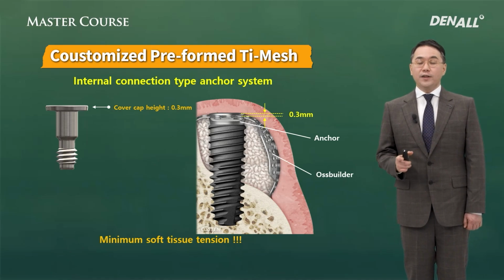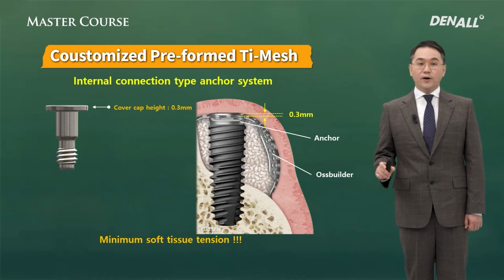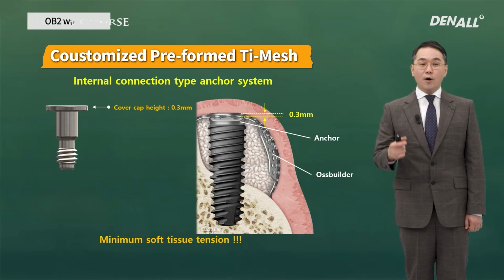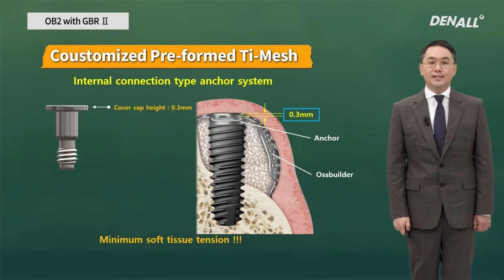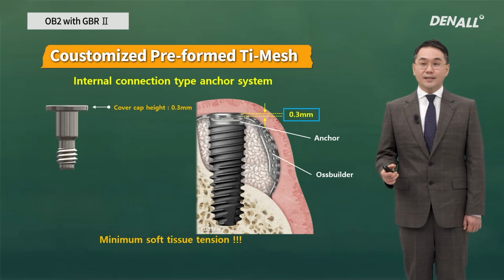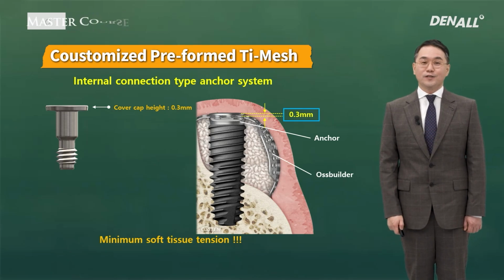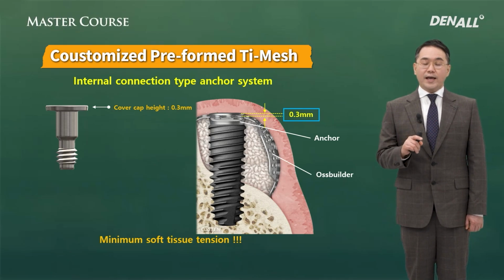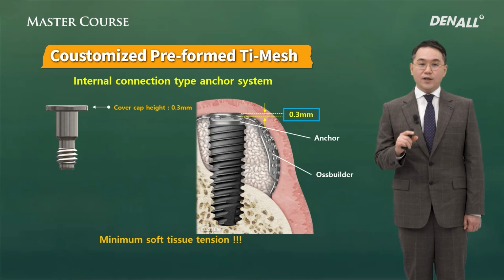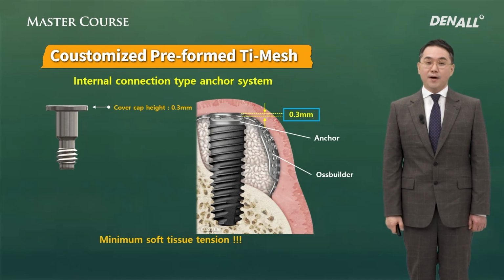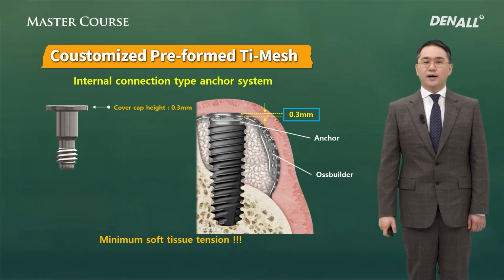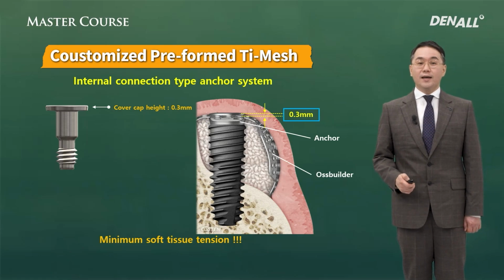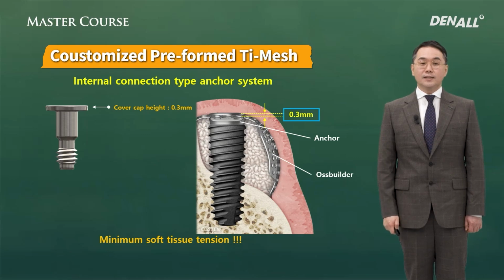As shown, if you use internal connection type anchor system and use cover cap, the area that protrudes above the Ossbuilder is only 0.3 millimeter. In the past, it was approximately 1.3 millimeter. The protruding area of the external connection type is 0.8 millimeter, and considering the thickness of the cover cap, the protruding area was over 1 millimeter, and because of that, even if you do primary closure during healing process, the cover cap frequently was exposed.